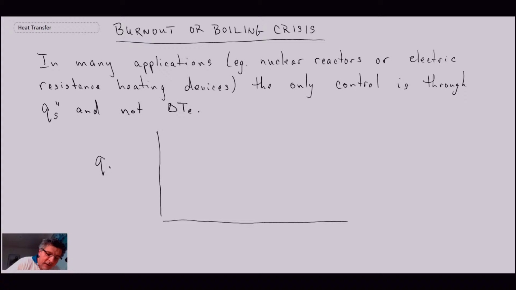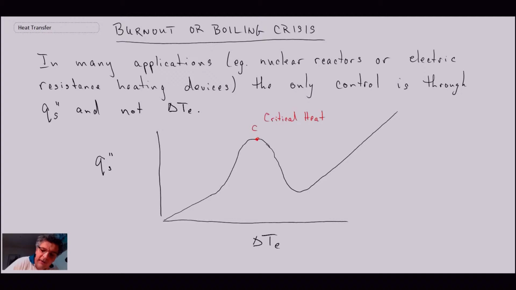So we have q_s double prime, and then we have our excess temperature on the horizontal axis. We hit the onset of nucleate boiling, we come up and go through the critical heat flux, we come down to the Leidenfrost point, and then we go up into the film regime. If you were doing the experiment like Nukiyama was doing, this point here is C, where we called it the critical heat flux. And why did we call it the critical heat flux? Well, that's what we're going to answer right now.